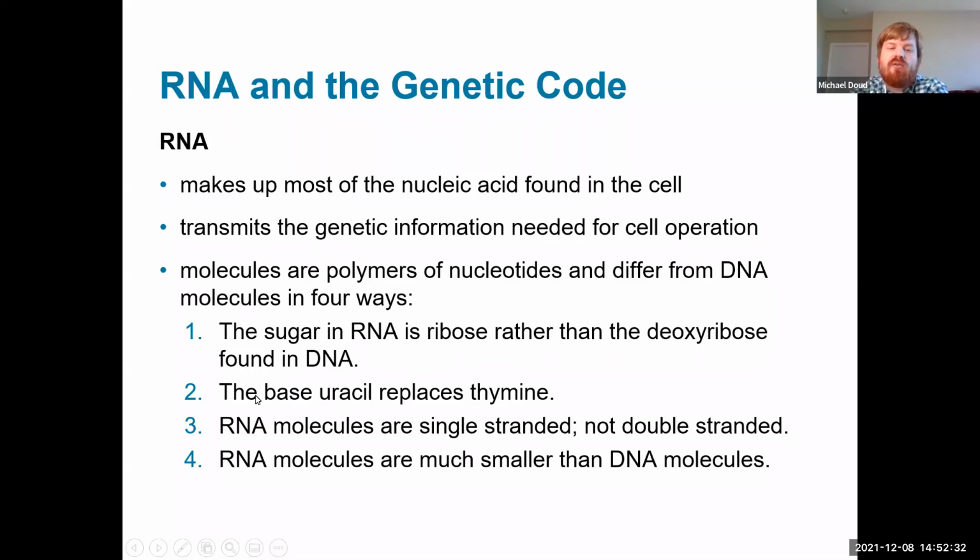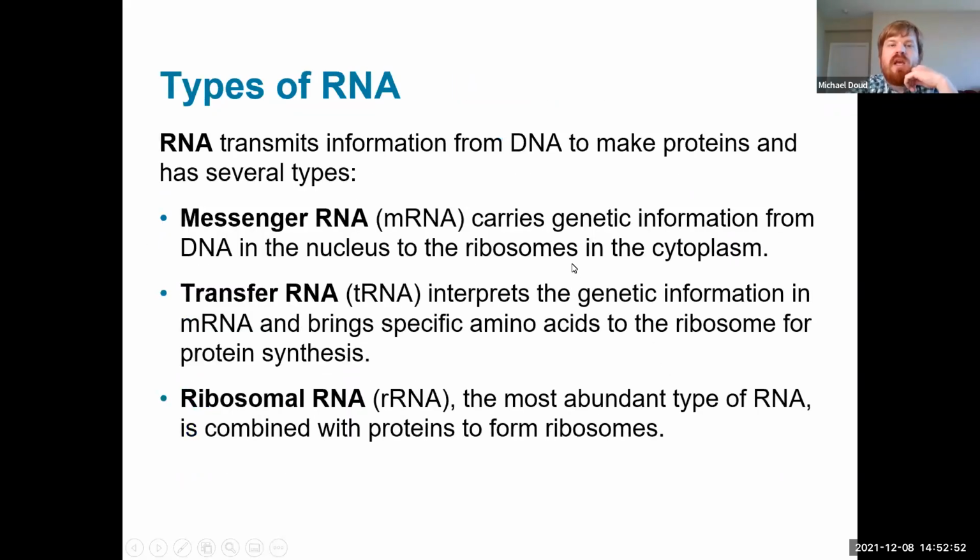And also, RNA molecules are much smaller than DNA molecules. So your DNA strands tend to be very long. They make up your chromosomes. But RNA molecules are just very small segments of that DNA that are only used to transmit that genetic information to where it needs to go in the cell. So there's three main types of RNA that we're going to talk about. We have messenger RNA or mRNA. We have transfer RNA or tRNA. And then we have ribosomal RNA, which is known as rRNA. And so there's these three different types, and they each have their own function.